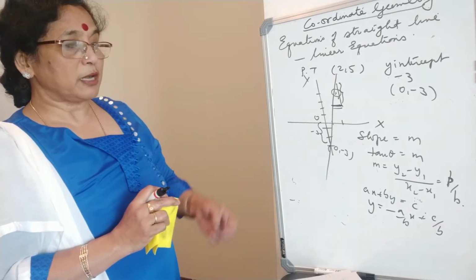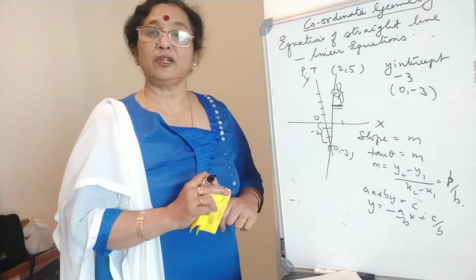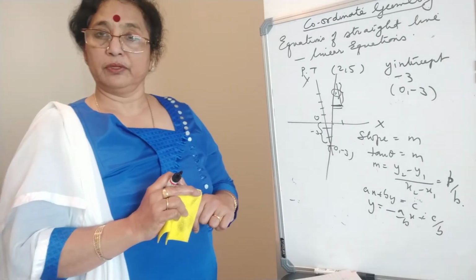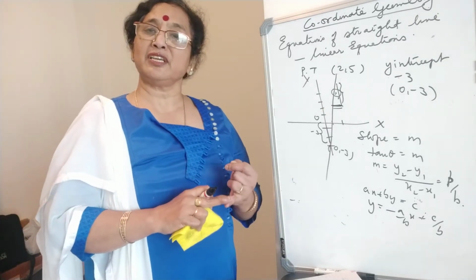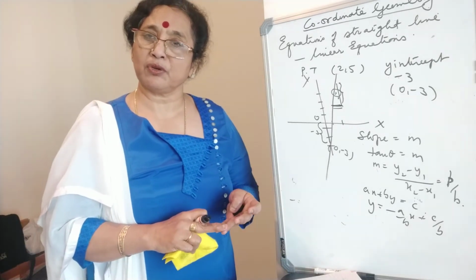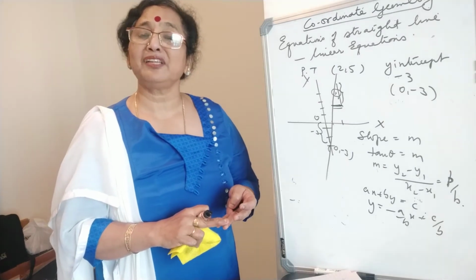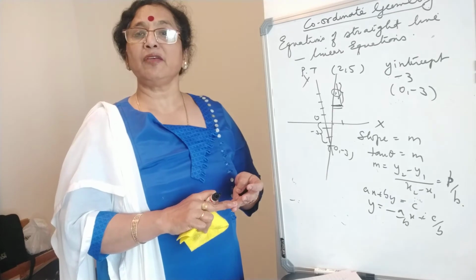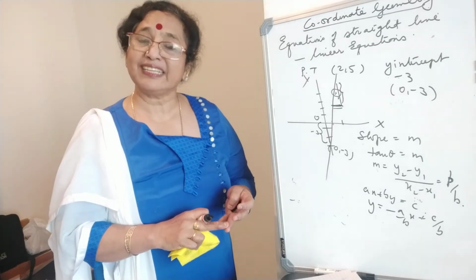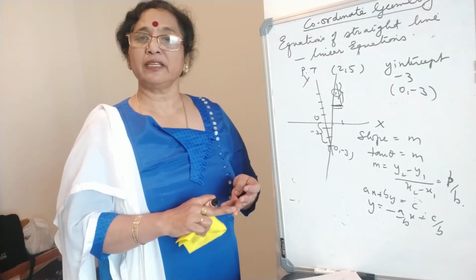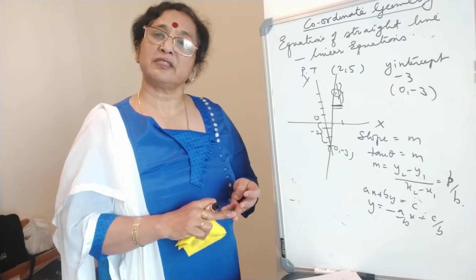Now the problem comes when the slope is 90 or 0. Once the inclination is 0 degrees, tan 0 is 0. When the slope is 0, children, the line is parallel to the x-axis. What is the angle between two parallel lines? 0 degrees, right? And tan 0 degrees is 0.